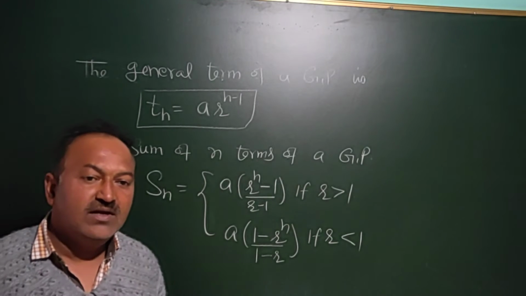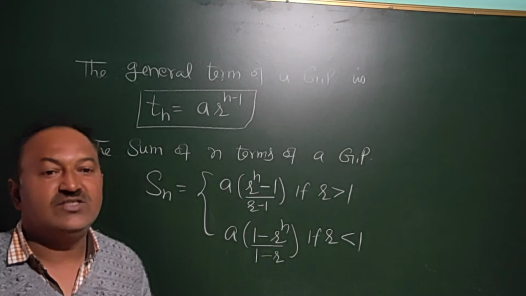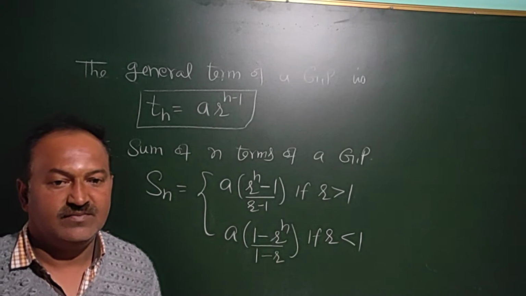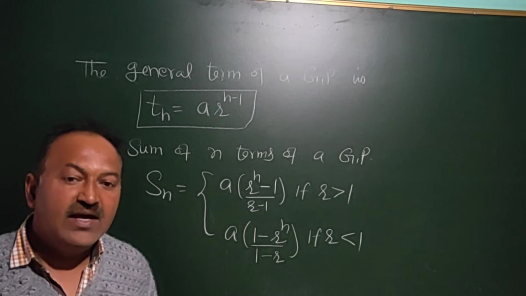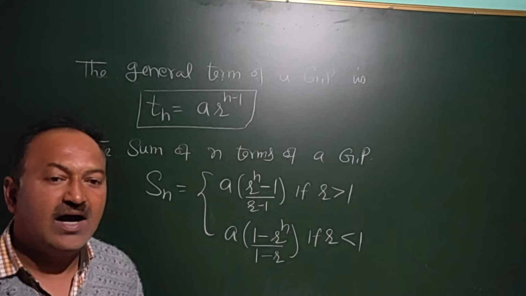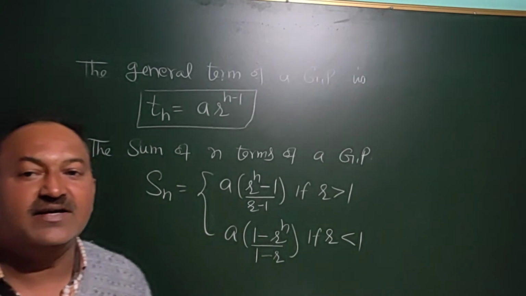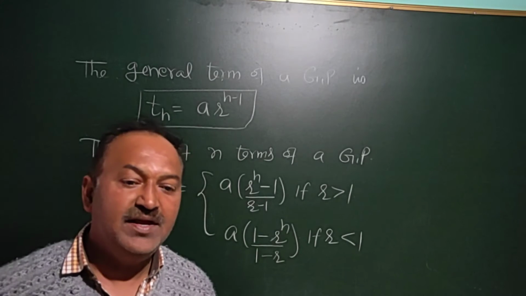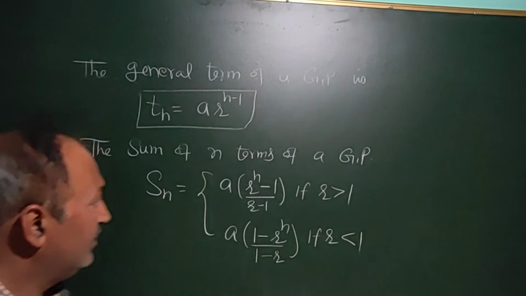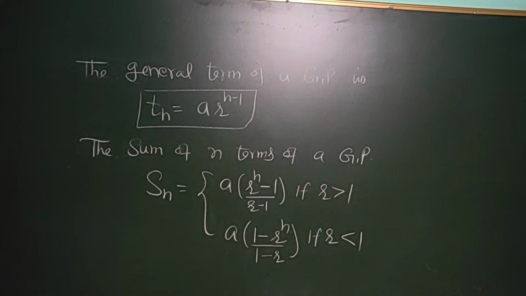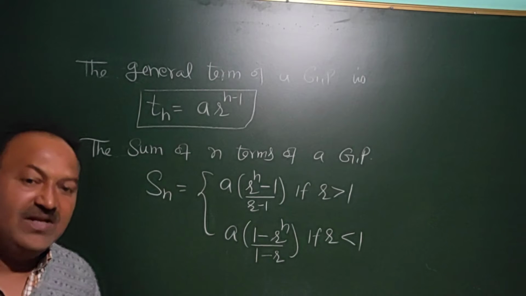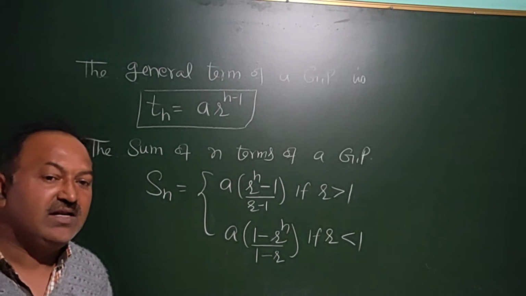And therefore, we have also discussed the geometrical means. If A, capital G and B are in GP, then capital G, the middle, is called geometrical mean between A and B. These things we have discussed already, and today we will discuss applications of the geometrical progressions.